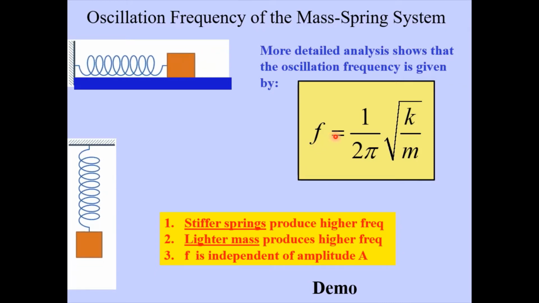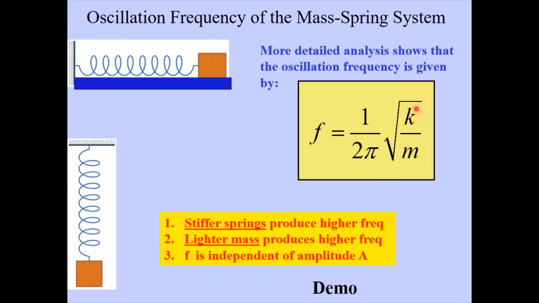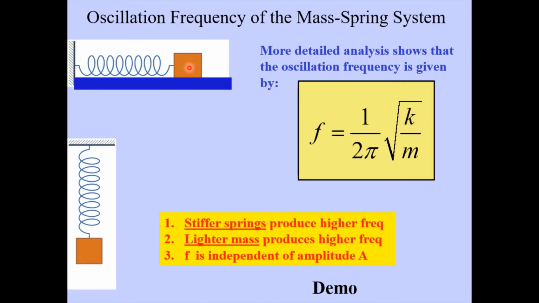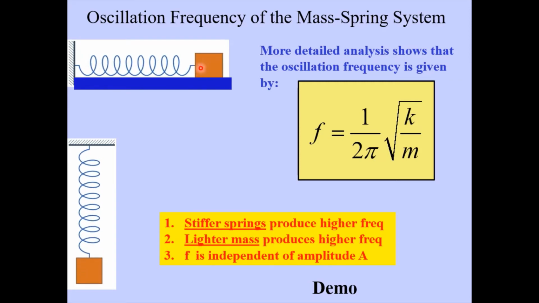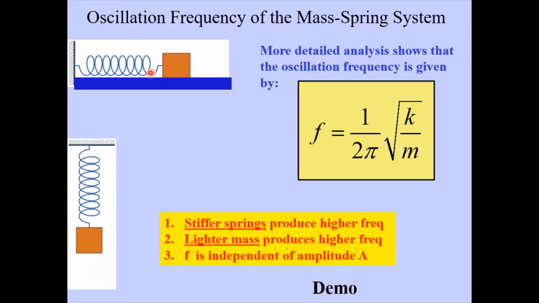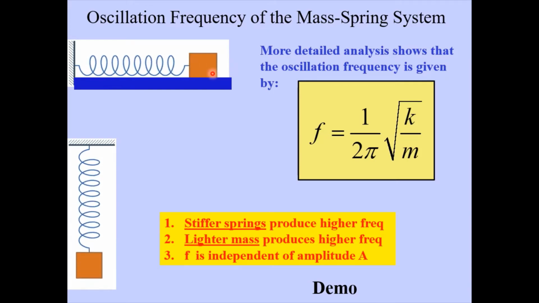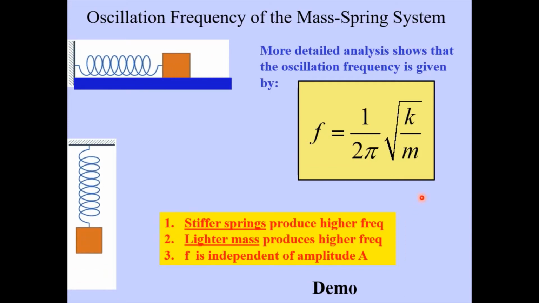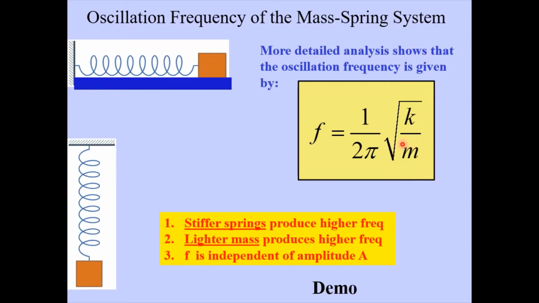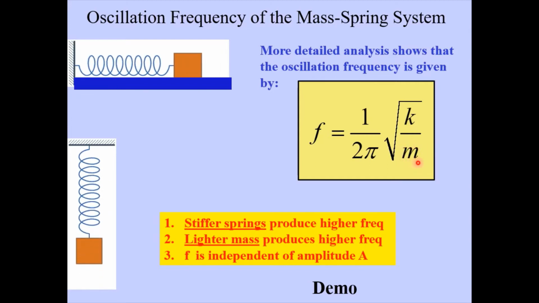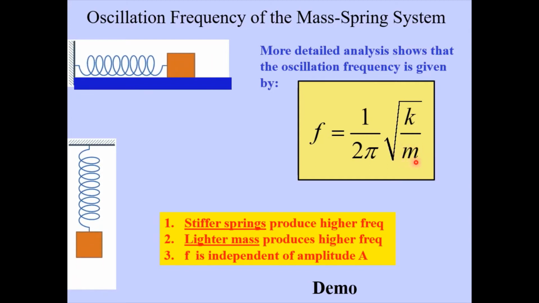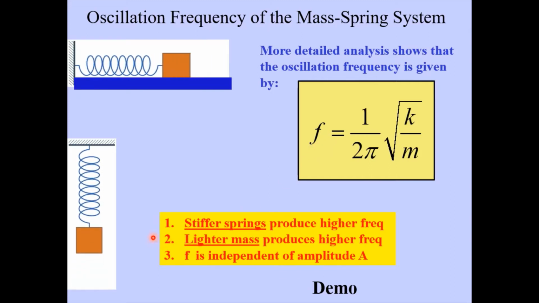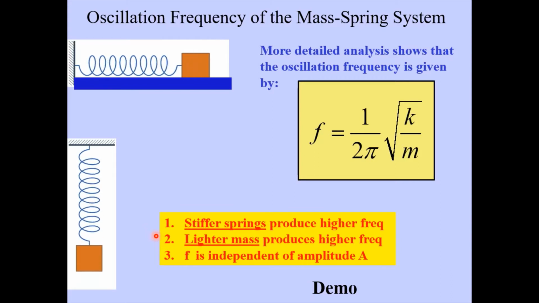And this, of course, makes sense. If the spring is stiffer, if it has a larger spring constant, k, then it's going to accelerate this mass faster, more quickly, because a stiffer spring has more force. So it's going to shake this mass back and forth more quickly, higher frequency. On the other hand, notice the mass is down here in the denominator, so a smaller mass will make for a larger frequency. All right, so number 2 here, a lighter mass produces a higher frequency.